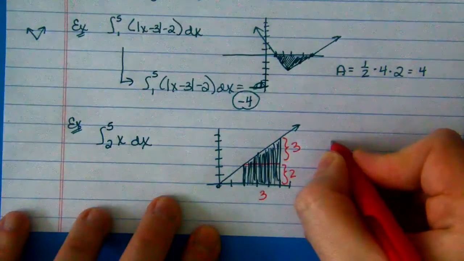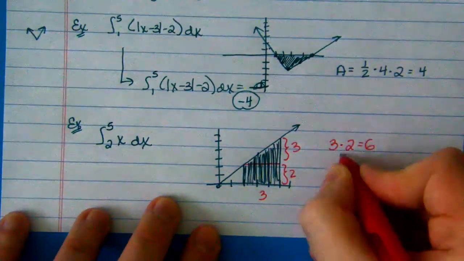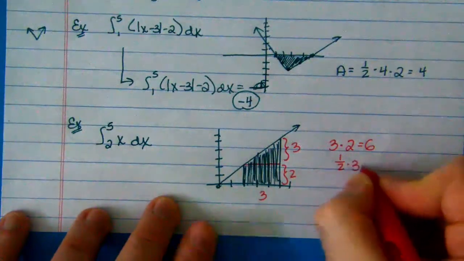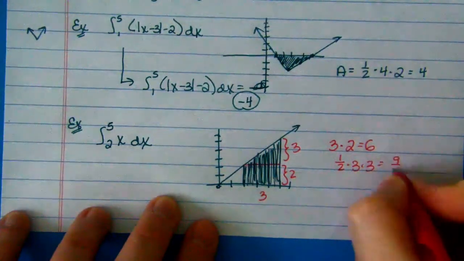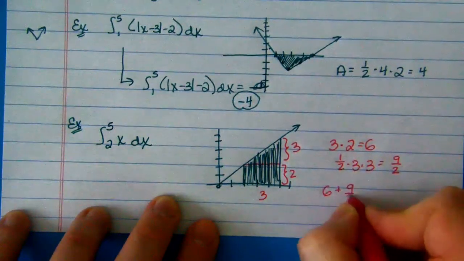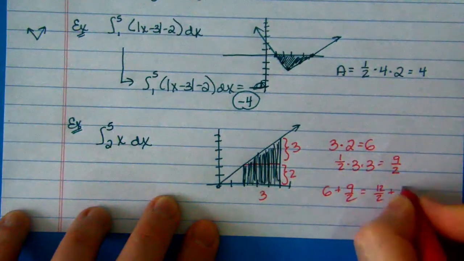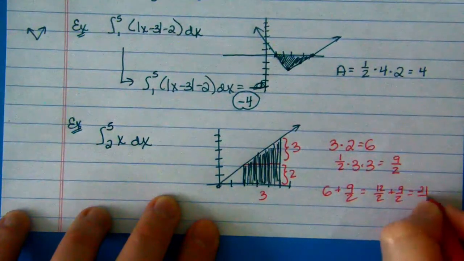The area of the rectangle is going to be 3 times 2, that's 6. The area of the triangle is 1/2 times 3 times 3, that's 9 halves. I'm going to add them together. 6 plus 9 halves, am I still on the screen? Oh, good, I am. I'm going to get 12 halves plus 9 halves. I'm going to get 21 halves.